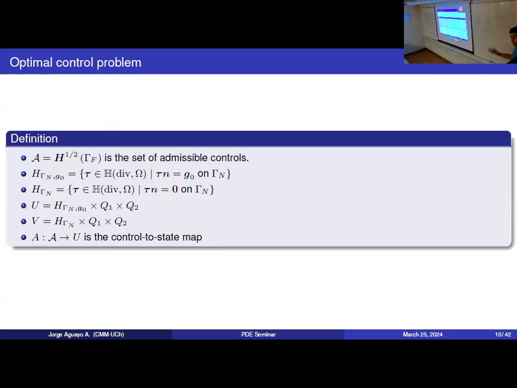But we need to impose a way to recover the coseismic slip. So we need to impose the set of admissible conditions. We need to impose that the coseismic slip must be in A1/2. A very strange space in substance. And we need to impose some spaces for the control and the states. And A is the map that, given a control, returns the state, the solution of the mixed formulation.